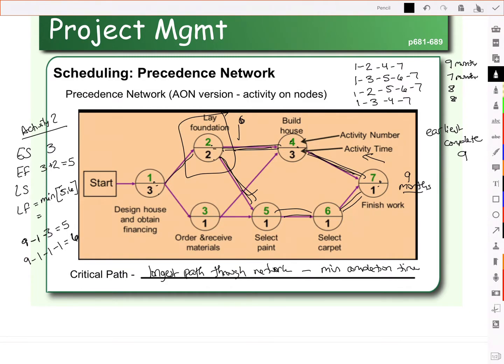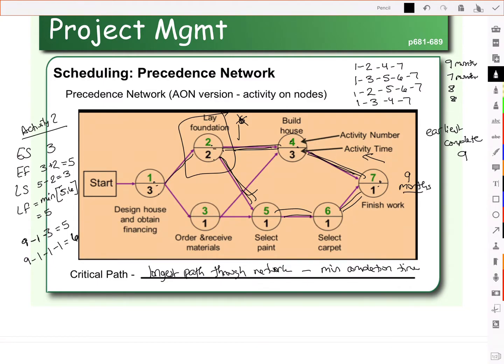So in this case, the latest we can finish activity 2 is not 6 months, but 5 months. And this will allow us to do activity 4, 5, 6, and 7 after activity 2. Well, if the latest we can finish activity 2 is month 5, then we can subtract the time it takes to do activity 2 and find that the latest we can start is at the 3rd month.